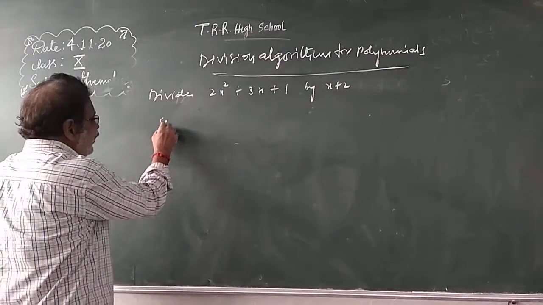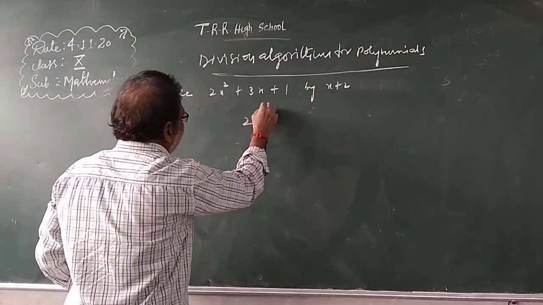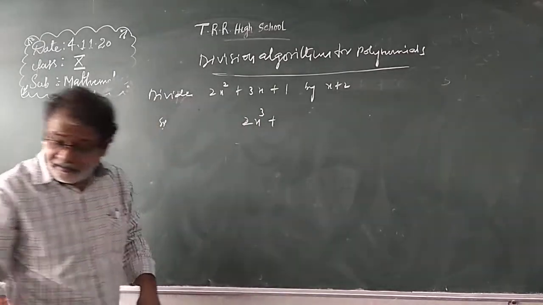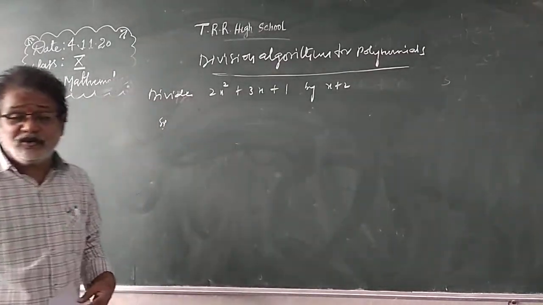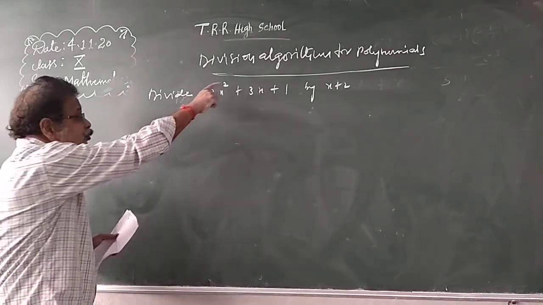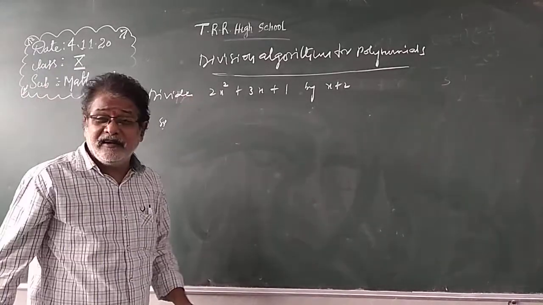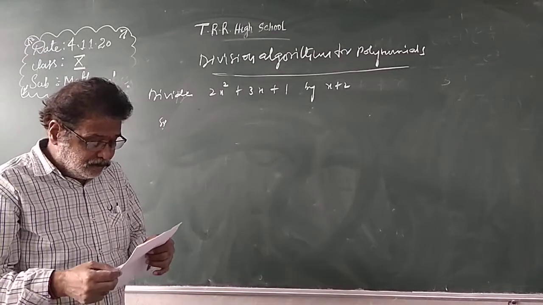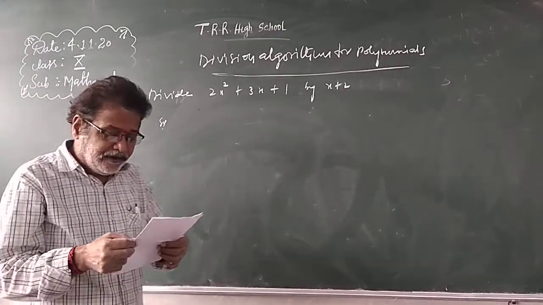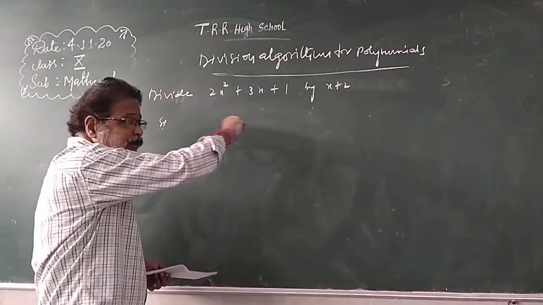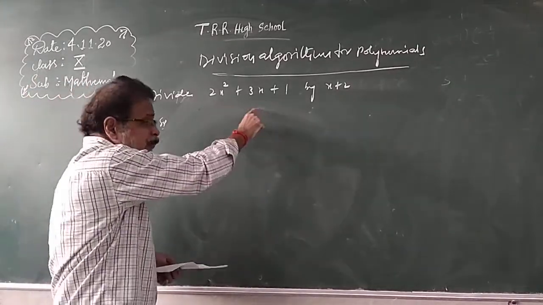Generally in division we write the dividend in the middle. While writing the dividend you need to follow some rules. What are those rules? The degrees should be written in descending order. First we arrange the terms of the dividend. What is the dividend here? 2x square plus 3x plus 1.